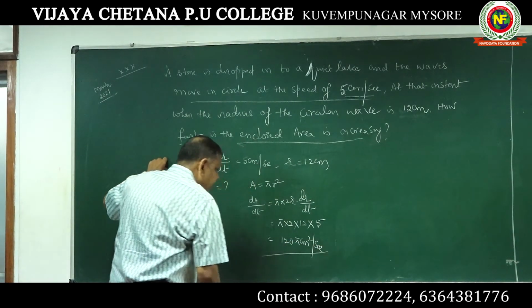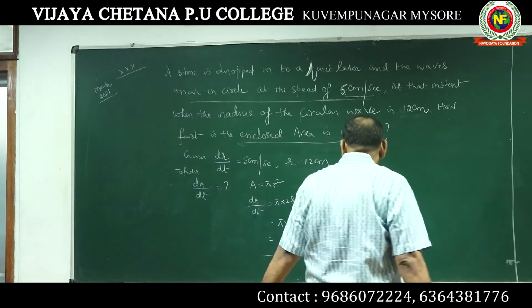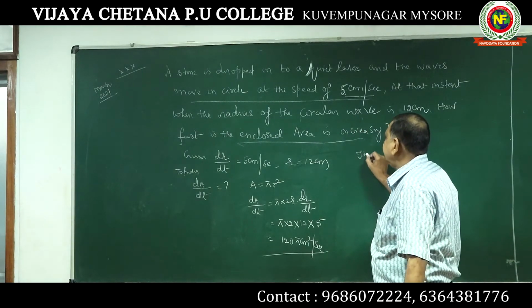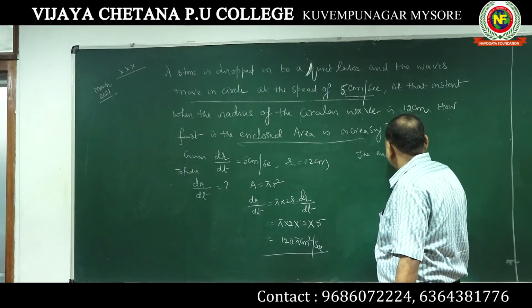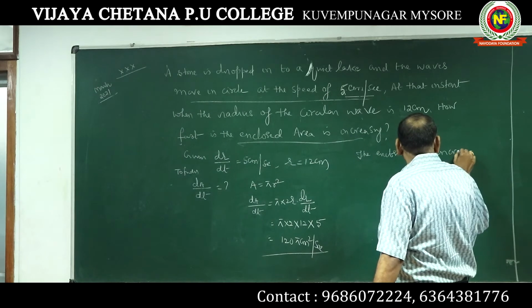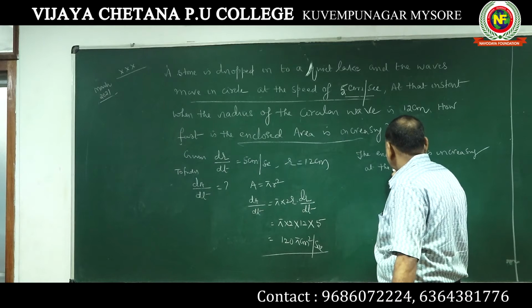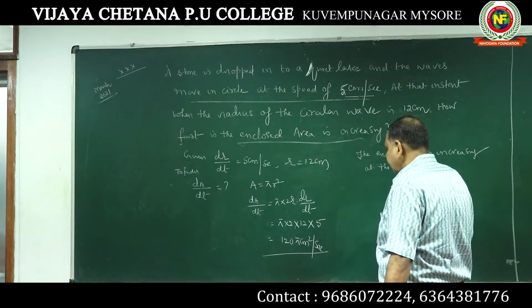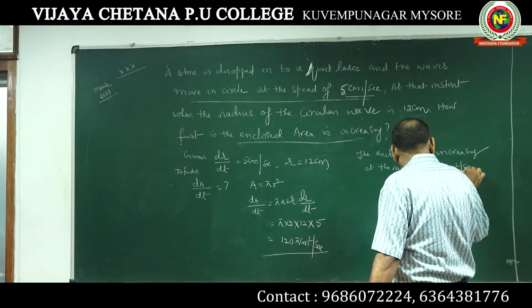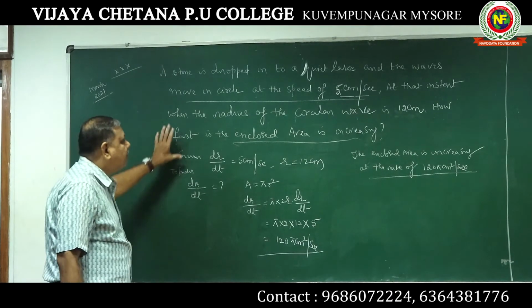You should write that. For area, you should write 120 pi centimeter square per second. And you can write the answer: the enclosed area is increasing at the rate of 120 pi centimeter square per second. You can write that, the enclosed area per second. This is what you have to write.